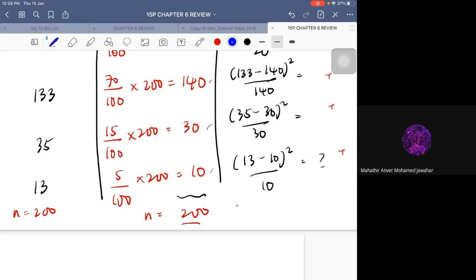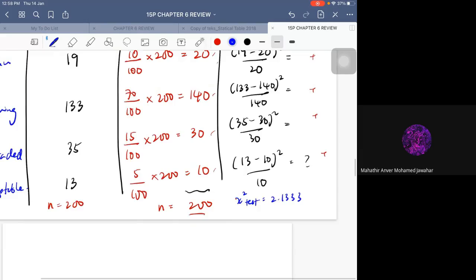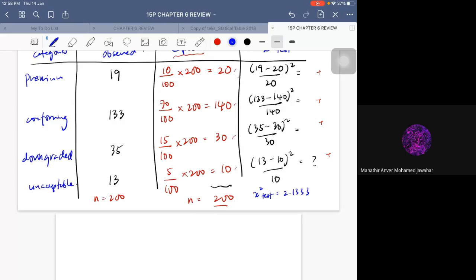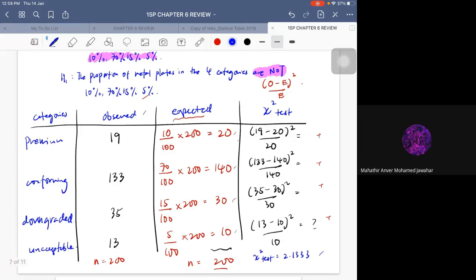So this is going to be my chi-square test. I've calculated that beforehand, so I got a value of 2.1333. Okay, you can verify that on your own. When you calculate this, you will get that the chi-square test statistic is going to equal 2.1333. Now that we already have the value of our test statistic, the next thing we're going to do is find our critical value.